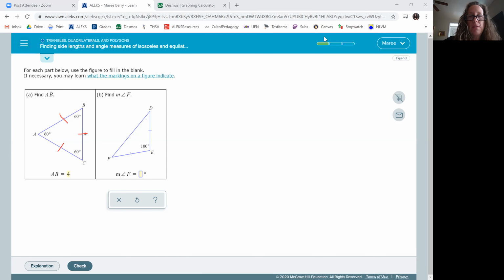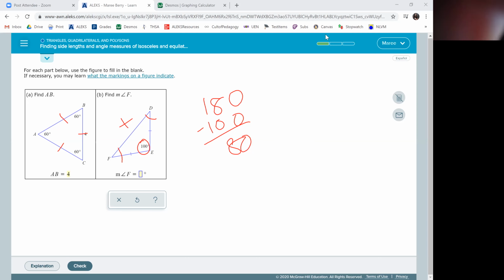For this second one, we know that these two angles are going to be the same. They're the base angles. So if this one's 100 degrees, we just do 180 minus 100, which is 80. So these two together have to add to 80. So we just divide that by 2 to get 40. So this one has to be 40.